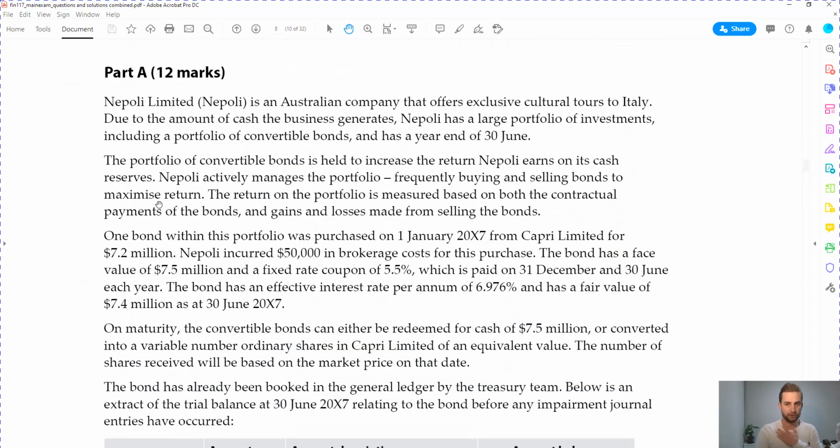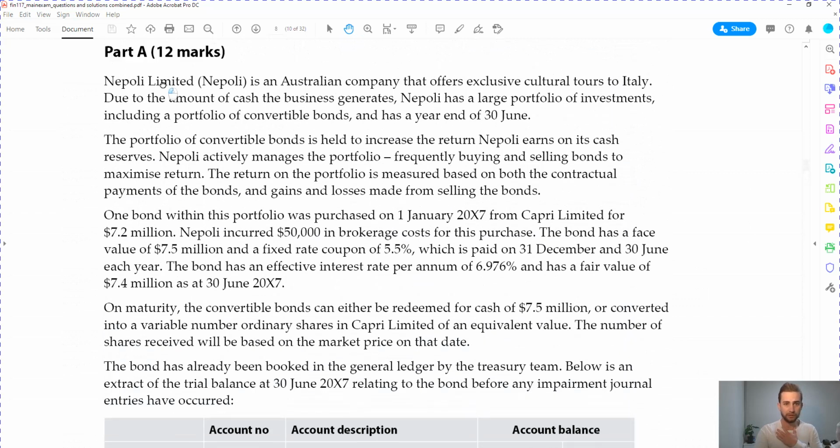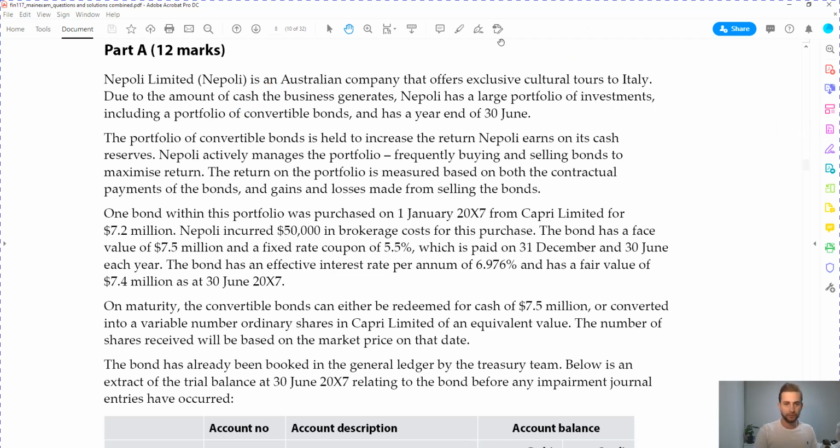And we'll also read through the question and get the key information. So we're dealing with Nepali, who's a travel company, and they have a large portfolio of investments of convertible bonds. And they actively manage it, and the return on the portfolio is measured based on both the contractual payments of the bonds and the gains and losses from selling bonds.